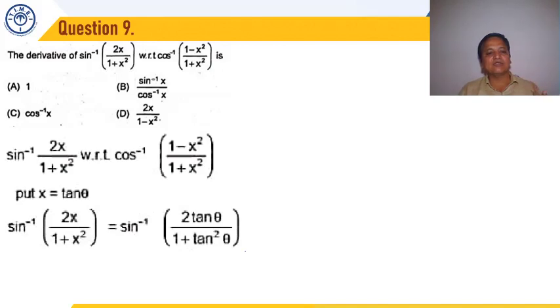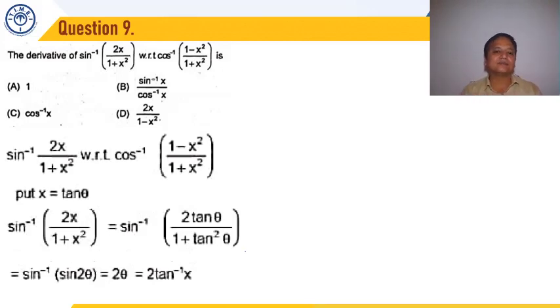So the first becomes sine inverse of 2x upon 1 plus x square, which is sine inverse of 2 tan theta upon 1 plus tan square theta. Now 2 tan theta upon 1 plus tan square theta is nothing but sine 2 theta. So sine inverse is outside, multiplied by sine 2 theta. Sine inverse sine 2 theta gives us only 2 theta, and theta is tan inverse x. So the first term simplifies to 2 tan inverse x. We use the formula sine 2 theta as 2 tan theta upon 1 plus tan square theta.